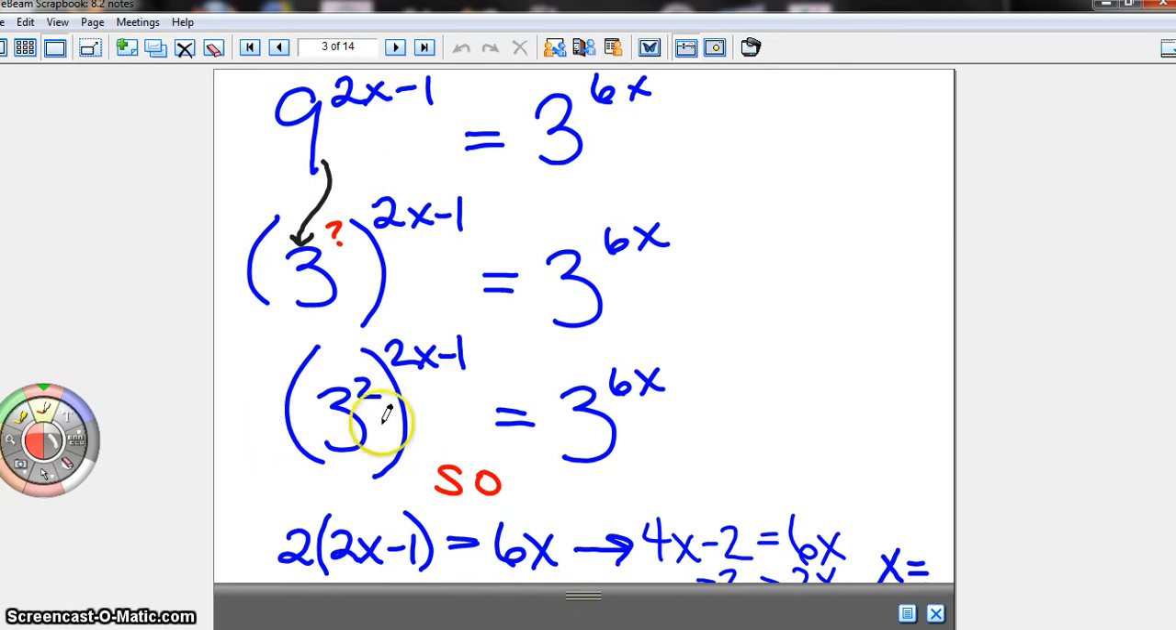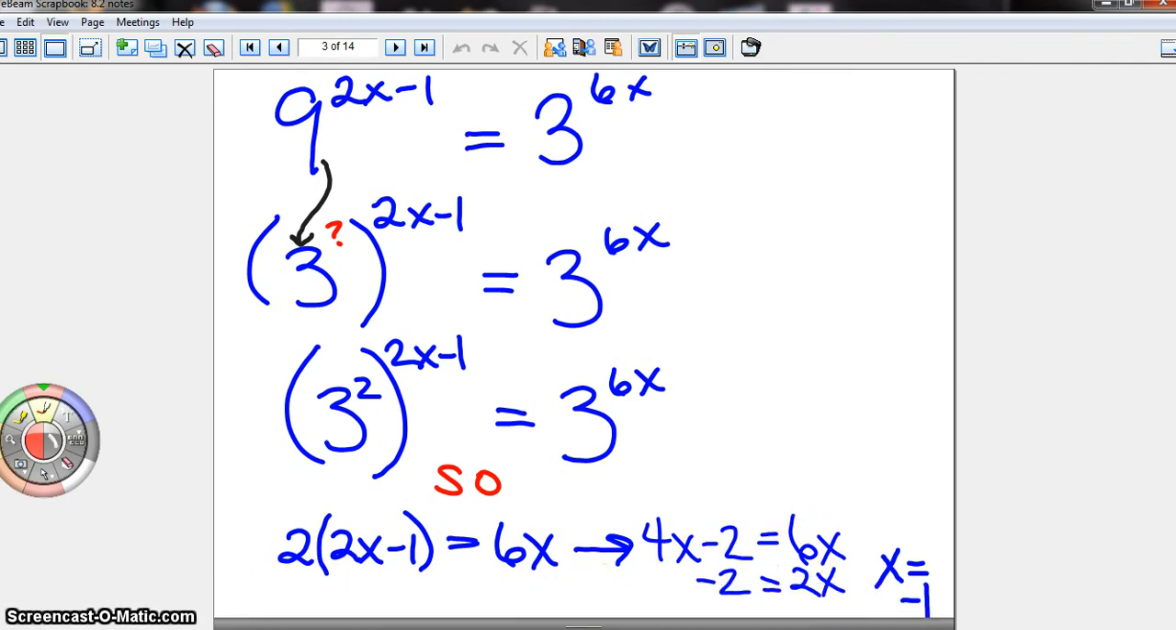So dropping these bases which match, I have this 2 and the 2x minus 1, which I'm going to be multiplying, and I have my 6x. So I end up with 4x minus 2 is equal to 6x. And then I can finish solving, where I subtract 2 here, and I subtracted 4x over, which gives me 2x, and I have negative 2 left. So negative 2 equals 2x, and then I divide out this 2, and I get x equals negative 1.